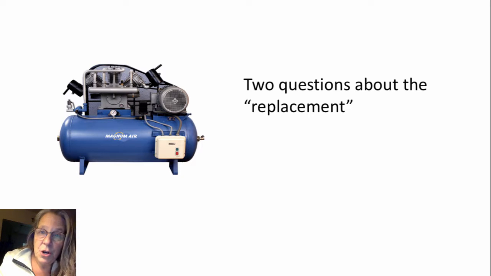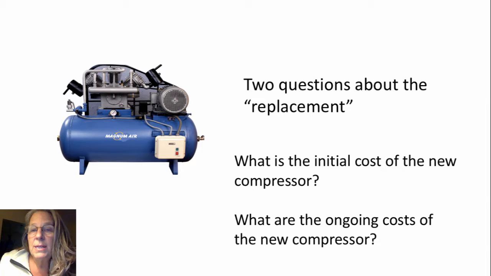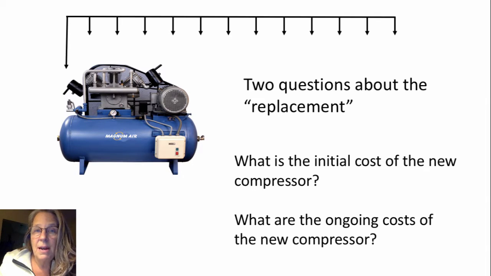In this case, it's a new air compressor. We ask, what is the initial cost of the new compressor, and what are the ongoing costs of that? And then we have a cash flow that looks like this. We have an initial negative right now, and then we have lower ongoing costs associated with that.